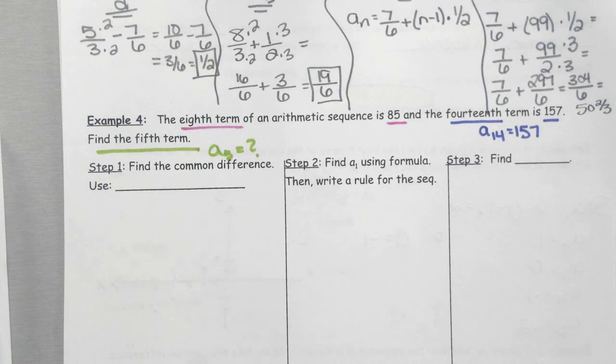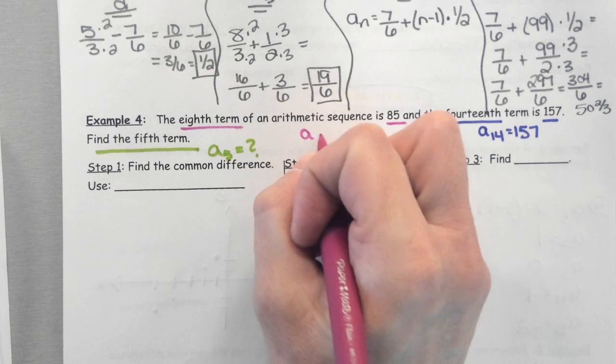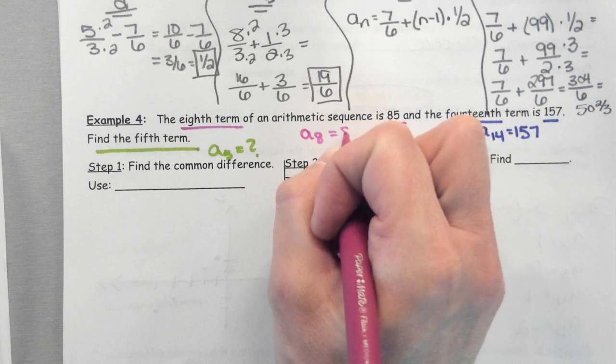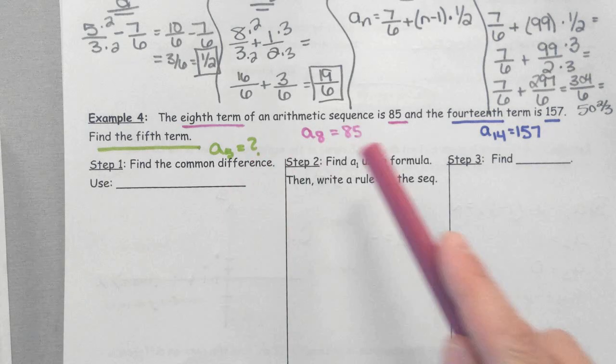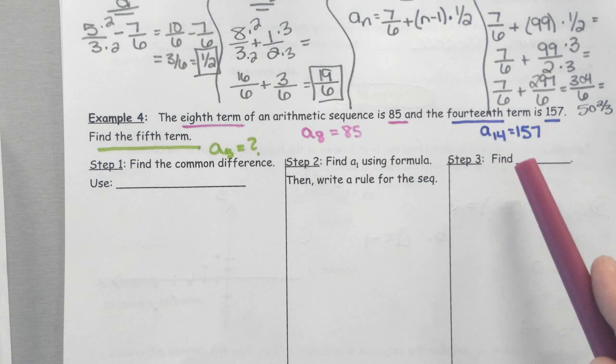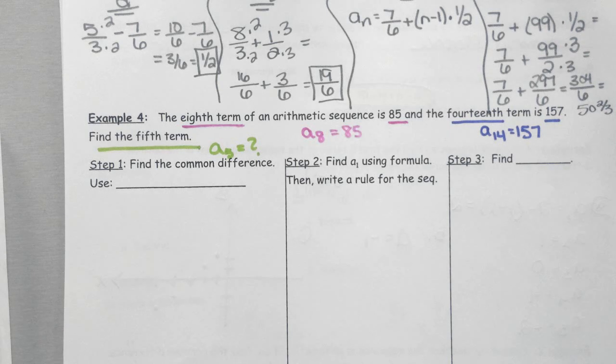Okay, well, you're going to add. I'm just rewriting it. Okay. And a sub 8 is 85. So all I'm doing is just rewriting them in the other form because, to me at least, it's easier to pick out the values you need if it's written like this, as opposed to written out in words. Okay?